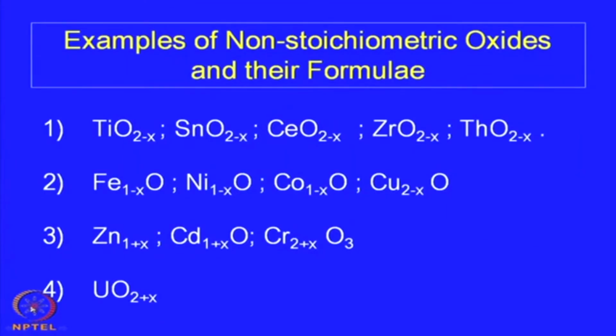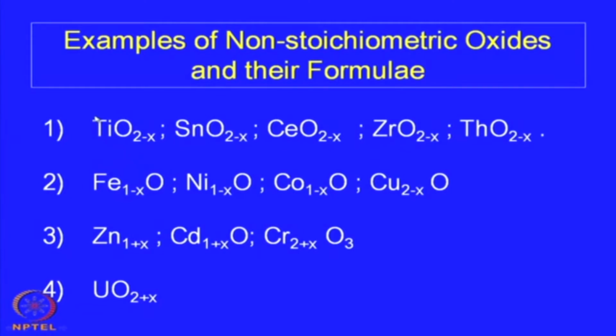Now, these are some examples. I have given you a list earlier, a table, of the different kinds of oxides which can have non-stoichiometry in them. There are examples of non-stoichiometric oxides and their formula. The formula is also given because the formula itself denotes which kind of defects they have.